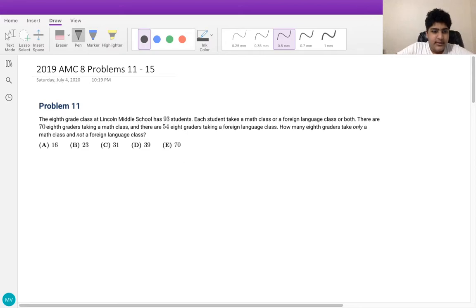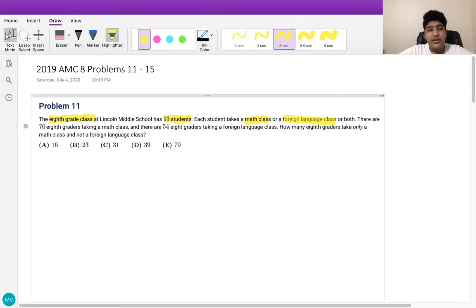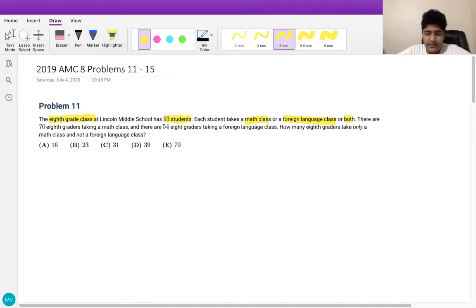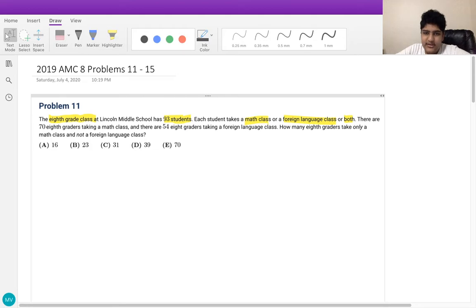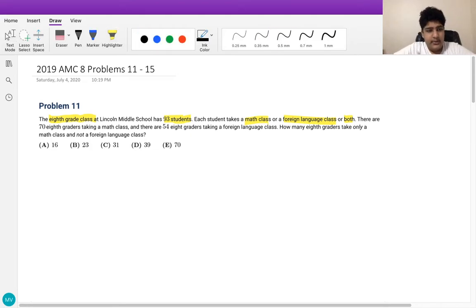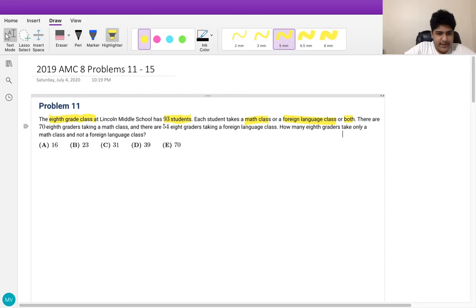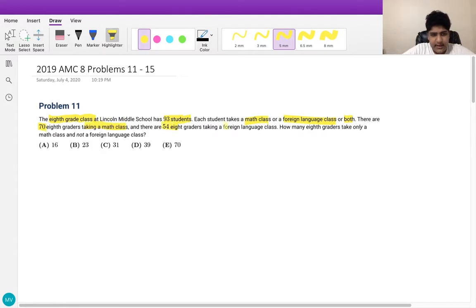The problem reads, the 8th grade class, so 8th grade, we might need to remember that, has 93 students. Each student takes either a math class, foreign language class, or both. So already right off the bat, we're starting to see that this looks a lot like a principle of inclusion-exclusion problem, since you can take one, the other, or both. There are 70 8th graders taking math, and 54 taking a foreign language class. So how many take only math and not foreign language?